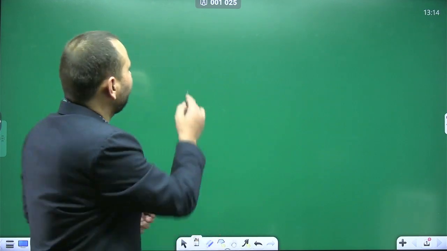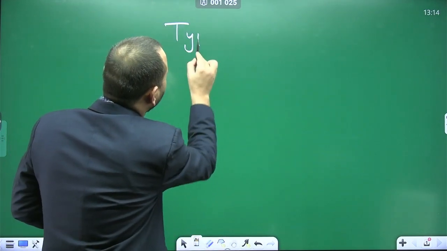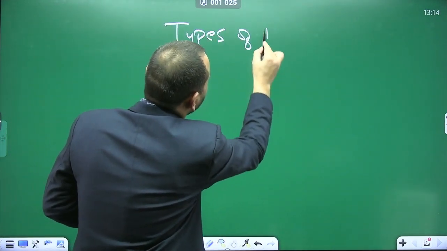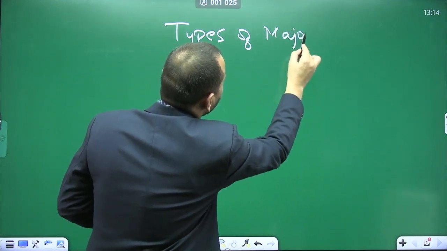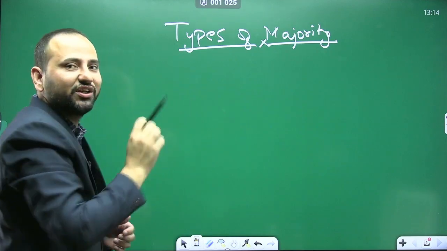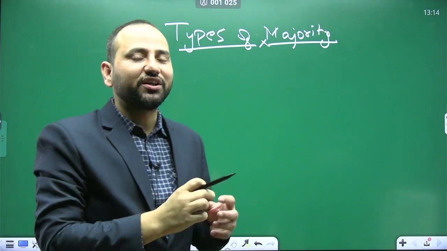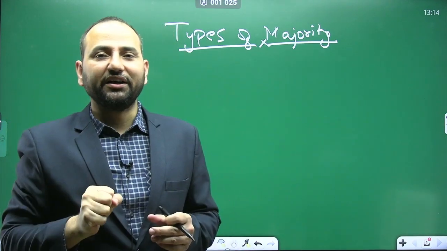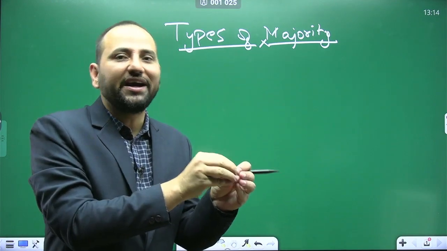Today we are going to see the concept of types of majority used in parliament. When we talk about this concept of types of majority, we have to understand certain dimensions associated with it. If you see the provisions of the constitution, you will see two types of majority: simple majority and special majority.